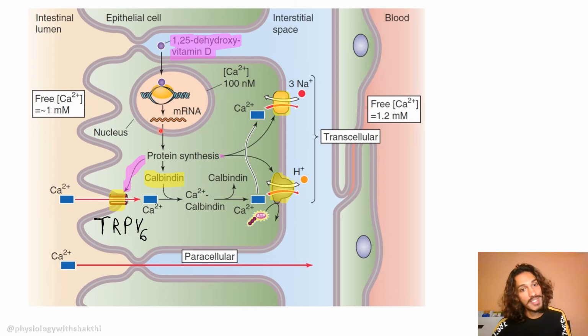One thing it does is increase these channels, TRPV6. So absorption is increased. Calbindin is increased, so more calcium can bind to calbindin. And also the transcription and translation of the basolateral mechanism that we just saw. Both of them are increased. So this is how vitamin D plays a role in absorption of calcium.